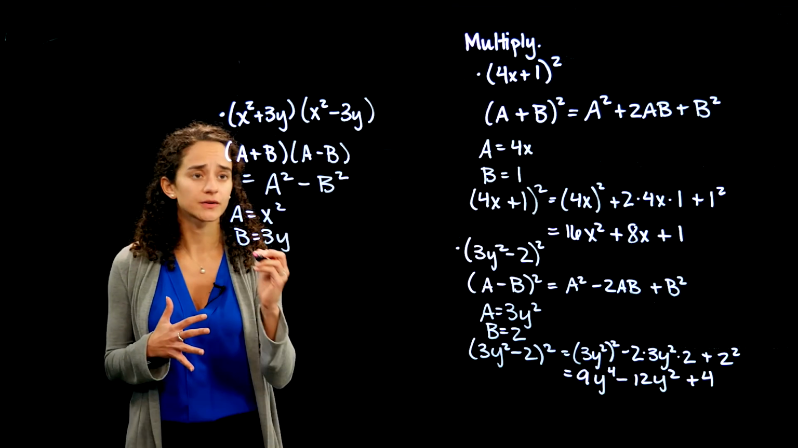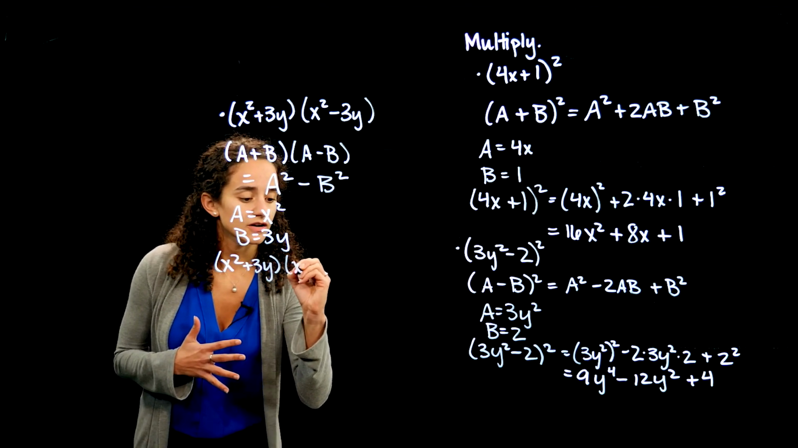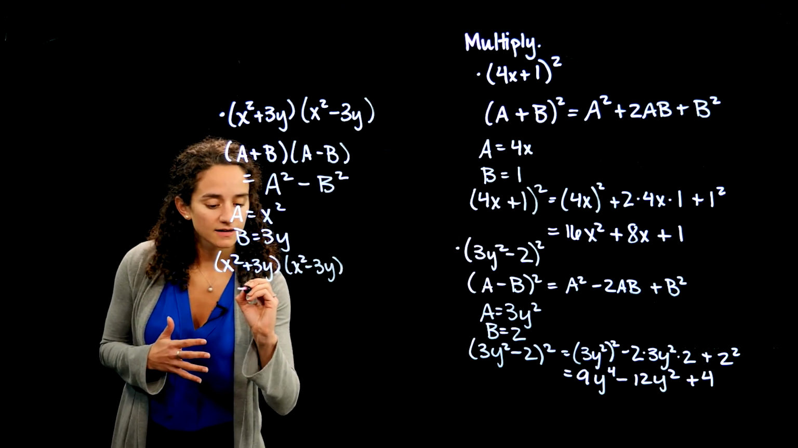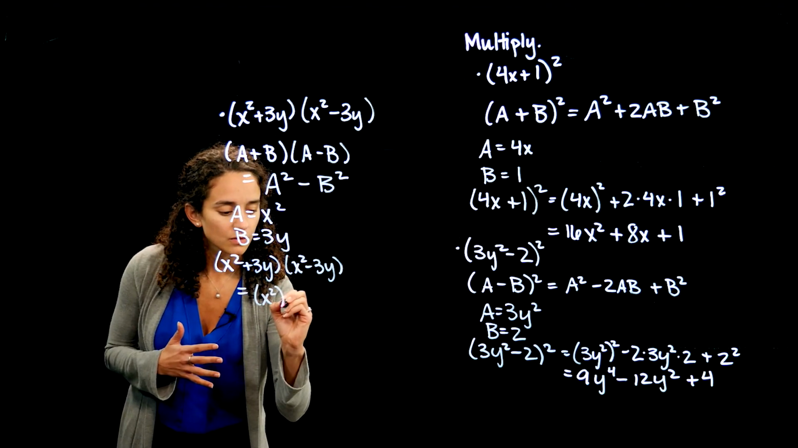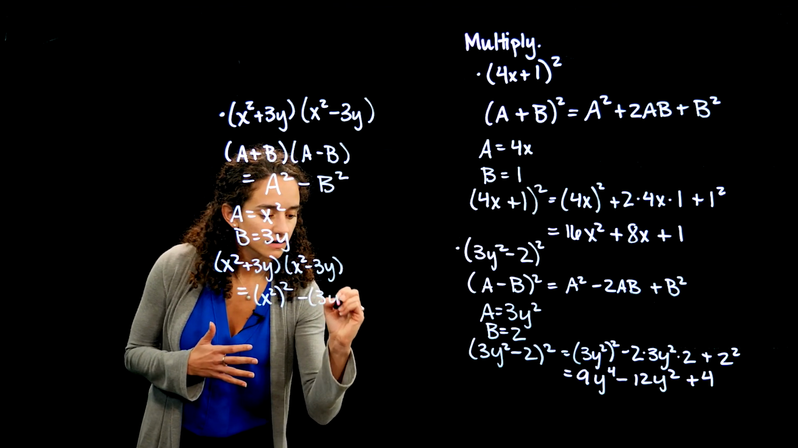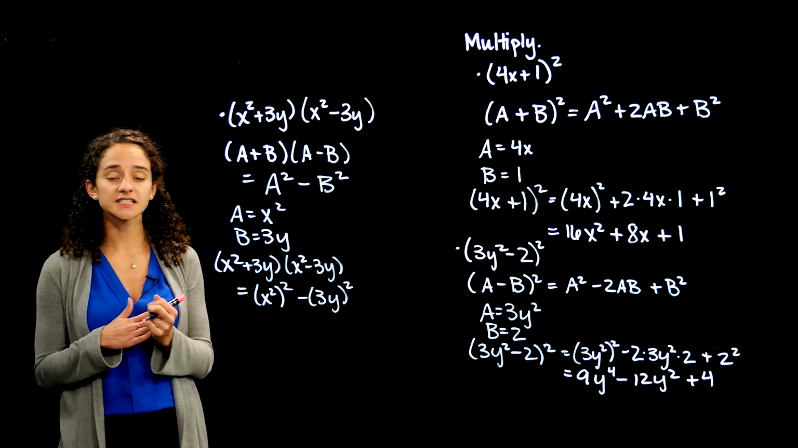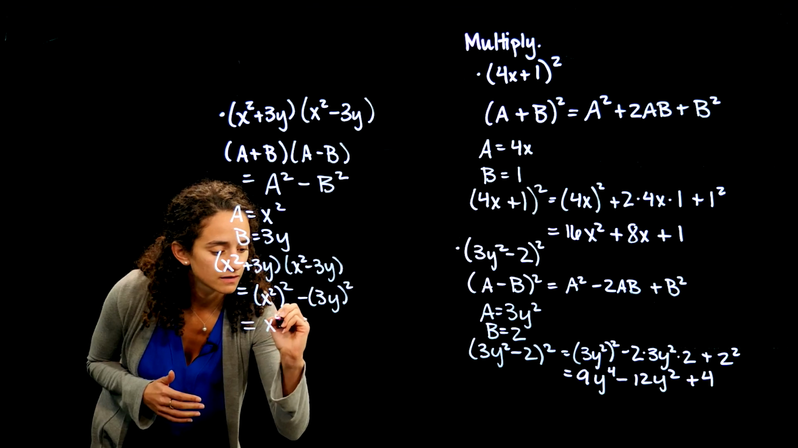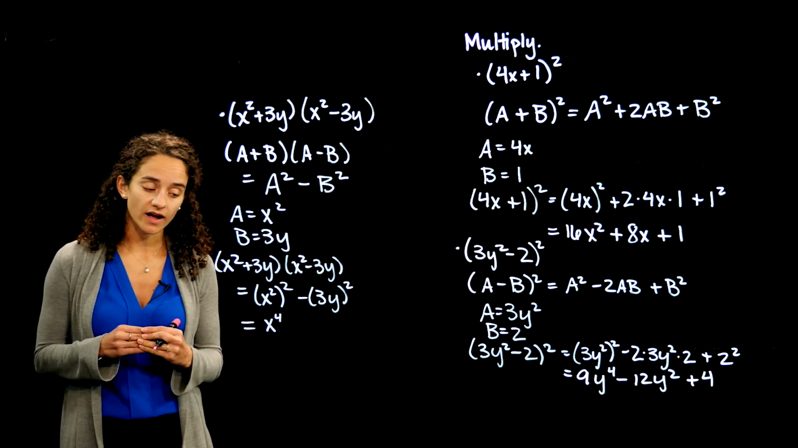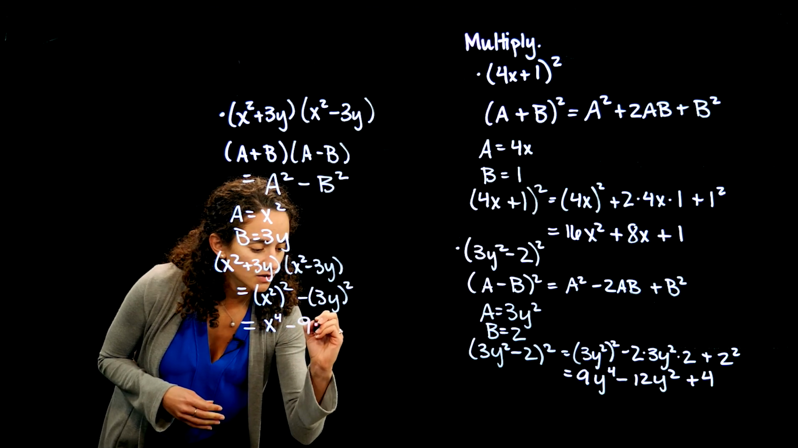And so plugging into our pattern, we have the quantity x squared plus 3y times the quantity x squared minus 3y is equal to our a, which is x squared quantity squared, minus our b, which is 3y squared. Simplifying this, x squared squared is x to the 4th. 3y squared, we square the 3 and we square the y. So that's 9y squared. So we write minus 9y squared.